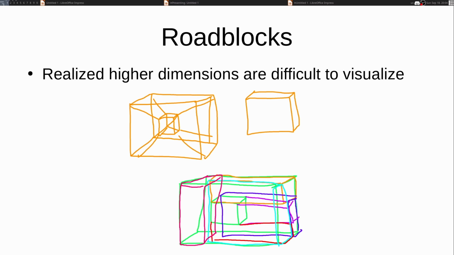Roadblocks. So when working with higher dimensional tests, we realized a lot of problems. Most importantly, higher dimensions are very difficult to visualize, especially when you have to write down exact coordinates for each process. As you can see, we have a few diagrams here laid out trying to grasp the concept of higher dimensions. There are some steps we took to simplify multiple dimensions.